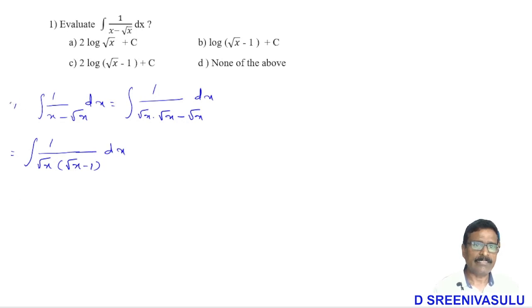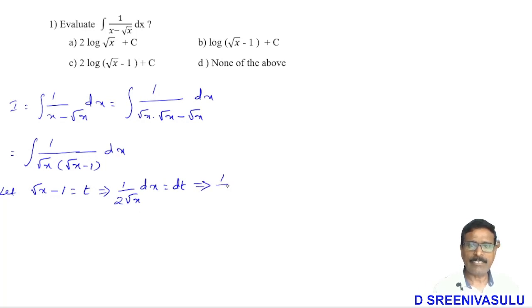Let us take this as I. Let root x minus 1 be equal to t. What is the differentiation of root x? 1 by 2 root x dx is equal to dt. What is 1 by root x dx? 1 by root x dx is equal to 2 dt.